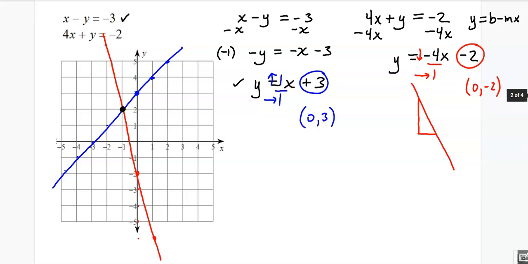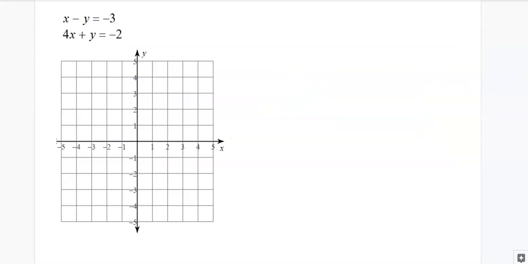And now I see the real answer to the question is the intersection of those two lines is at negative 1 comma positive 2. Or in other words, x equals negative 1 and y equals 2 are my two solutions that if I plug those values in, they make the system true.